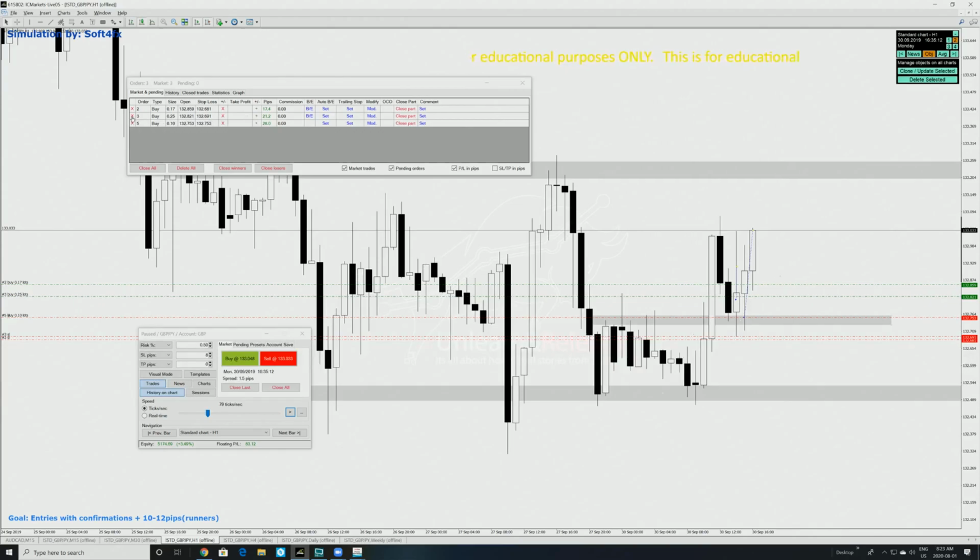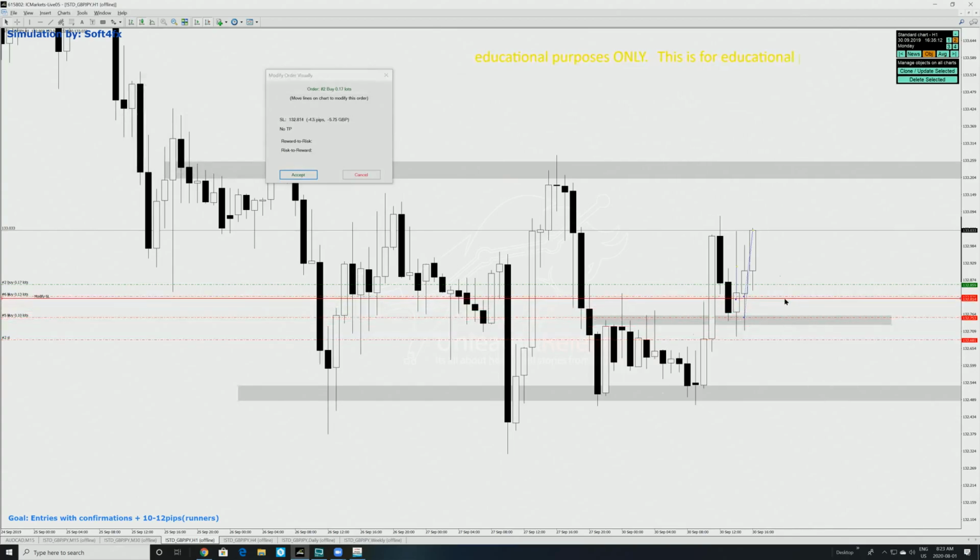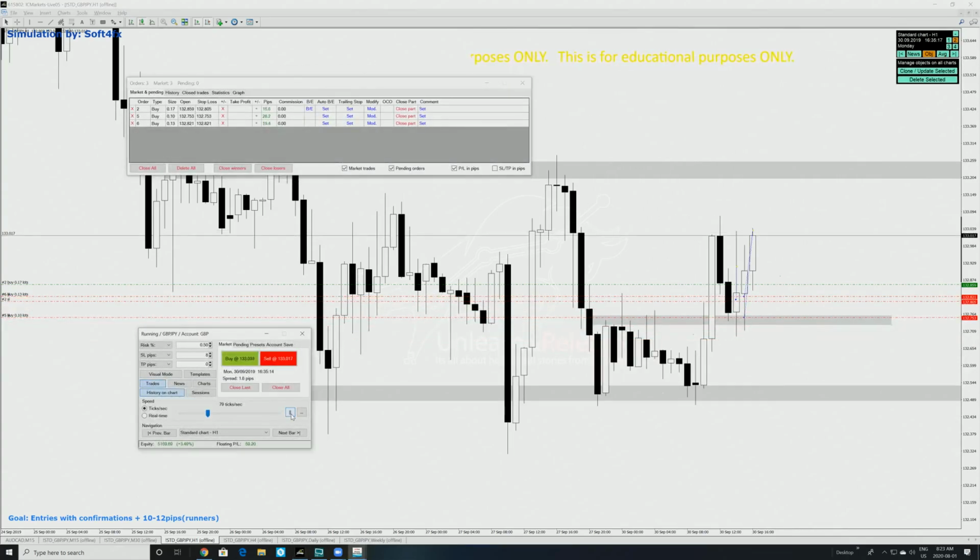Maybe put stops at break even on this one here as well, the 21 pips. Close partials, let's close 50%. And the other one, maybe bring the stops up a little bit right over here too. Okay, perfect. So we have our profits secured and we have positions open and running. And that's about it.